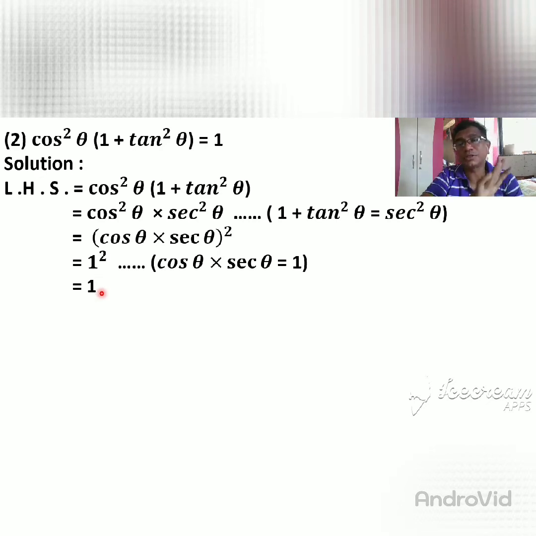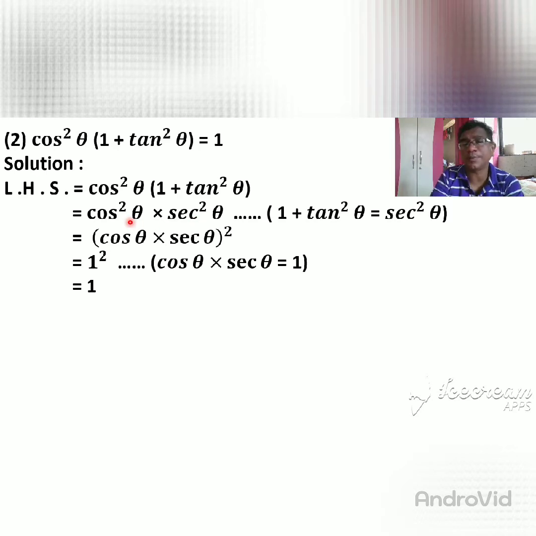This is one method I explained, and another method is also possible here. Just see, cos square theta carries as it is, 1 plus tan square theta is equal to sec square theta, carry as it is. There I write sec square theta.